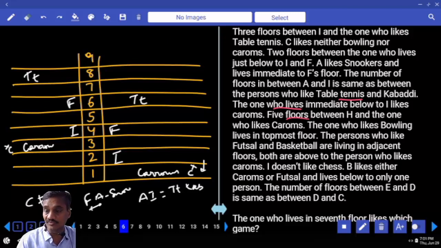And next one, 5 floors between H and the one who likes caroms. Now between H and caroms there must be exactly 5 floors. H will be here, isn't it? Now here again 1, 2, 3, 4, 5, and H can be either on the 7th or on the 9th.